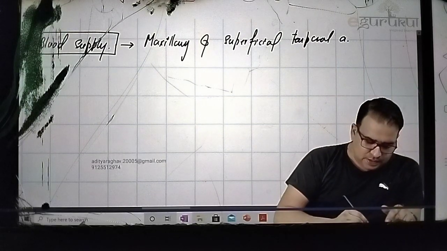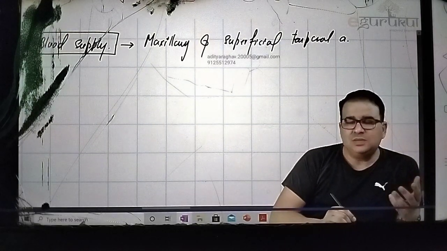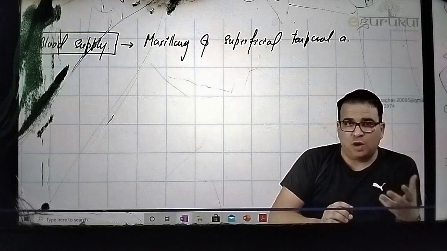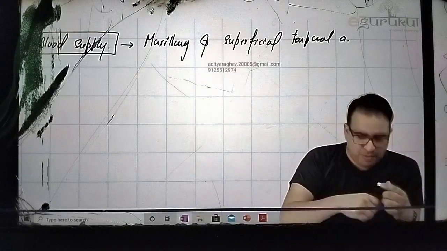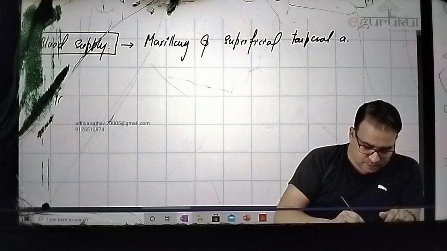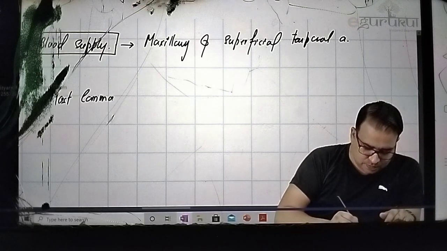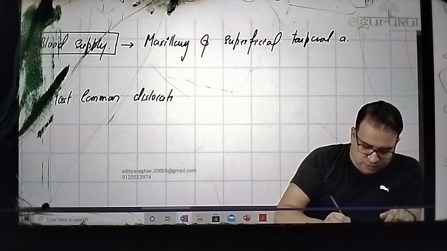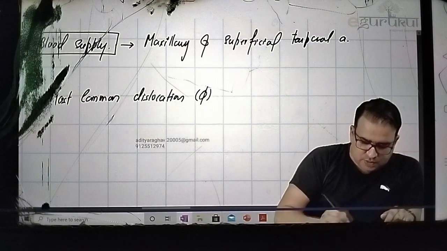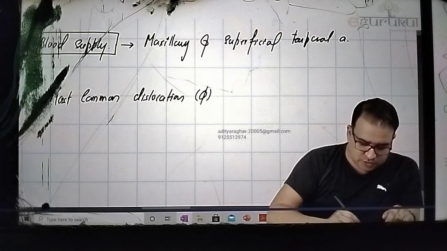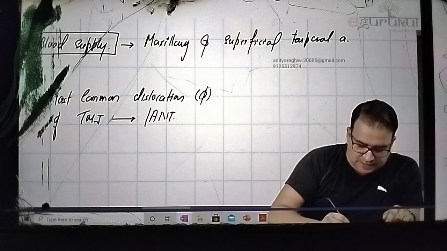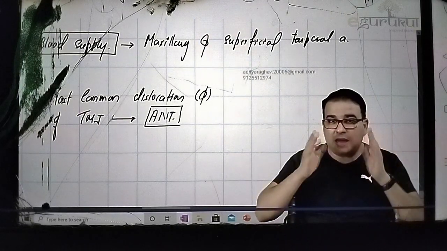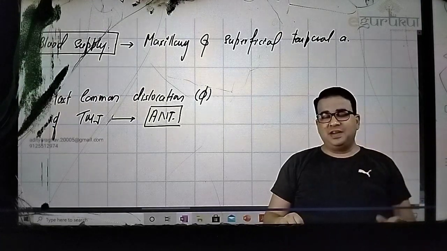And lastly, about one clinical point that I should tell you here. What is the most common dislocation of TMJ? We said if there is a posterior dislocation that can cause fracture, but that is not most common. The most common dislocation of TMJ is anterior dislocation. Anterior dislocation is most common. And you know how come a person has the anterior dislocation?